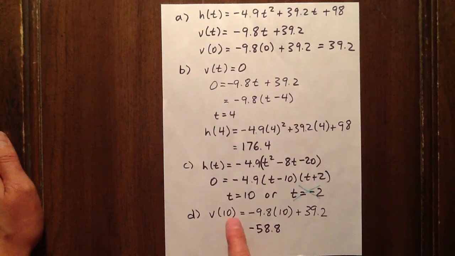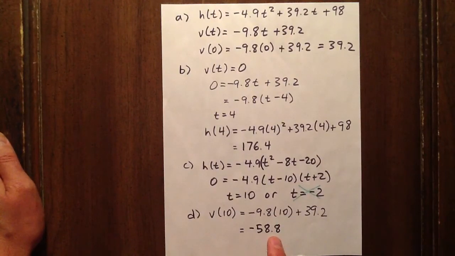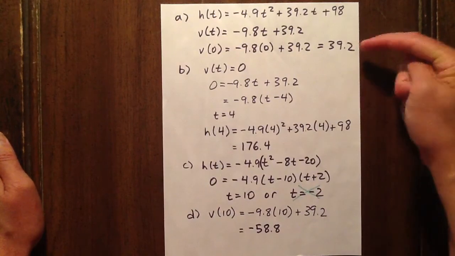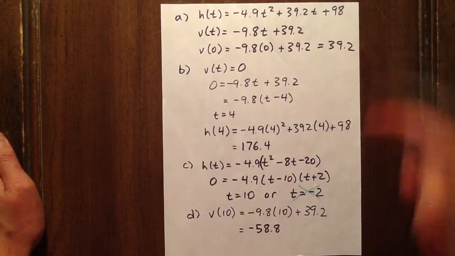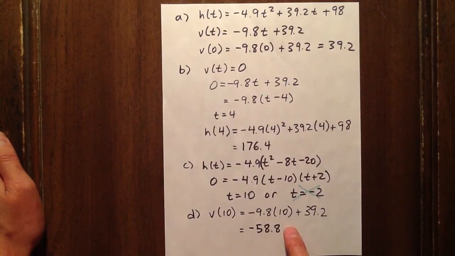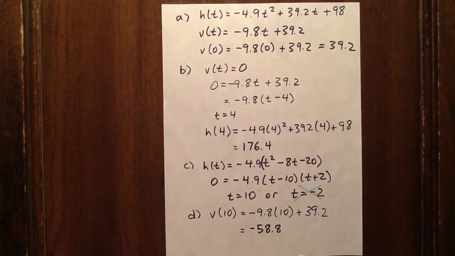And finally, the velocity of the ball at that time is obtained by simply subbing in the value of 10 for t. We get a negative velocity, which makes sense. The initial velocity was positive 39.2, in other words, the ball was moving up. The next velocity when it strikes the ground is negative 58.8 meters per second, which means it was traveling downwards.